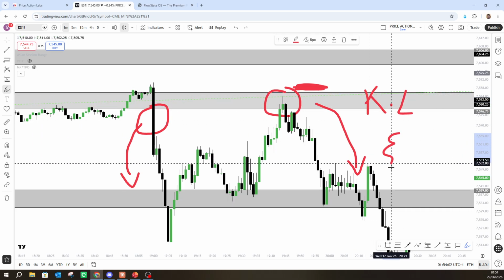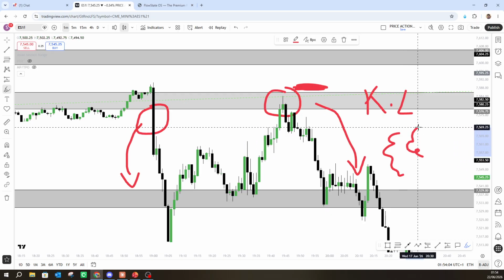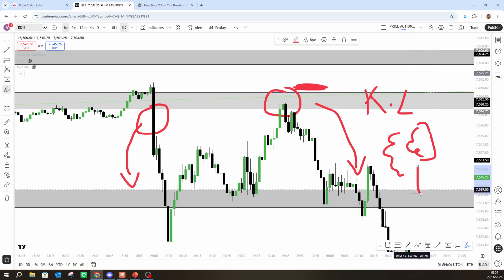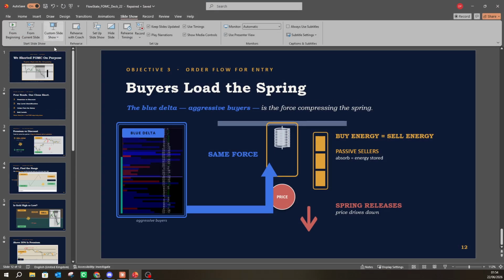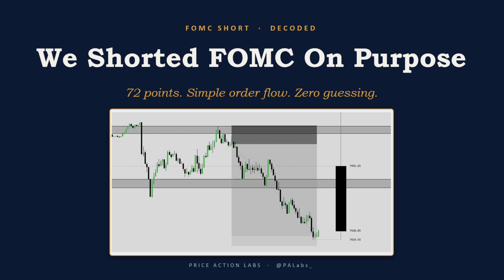Imagine the spring is like this. You coil the spring so it looks like this. All that energy is passive sellers that drive price down. And the spring represents the key level. In this case, the market's key levels represent the spring. And that's basically how FOMC happens. So I'm going to quickly go over this one more time. The FOMC move happened because of a key level, and buyers were absorbed by passive sellers. And that's why the market moved down.